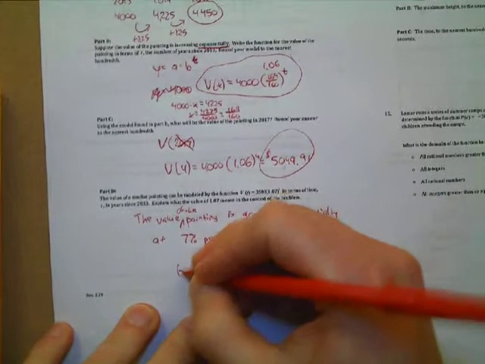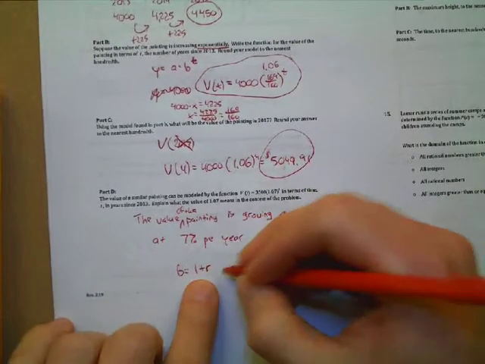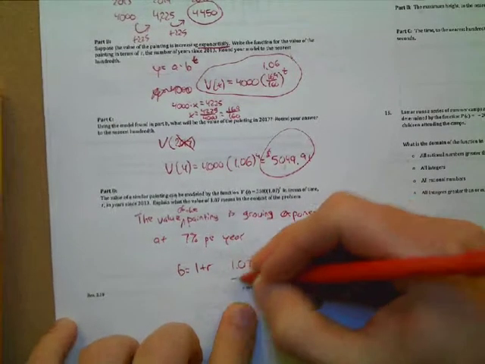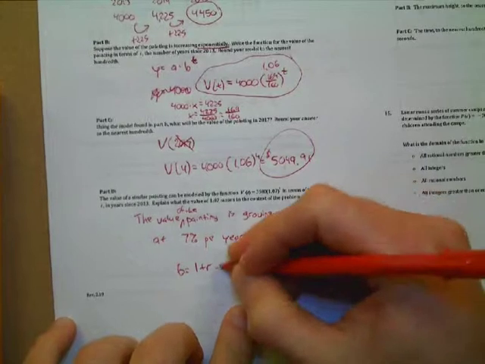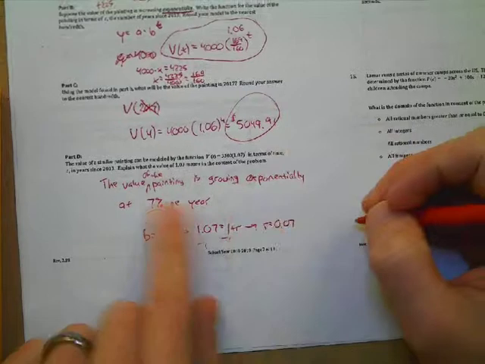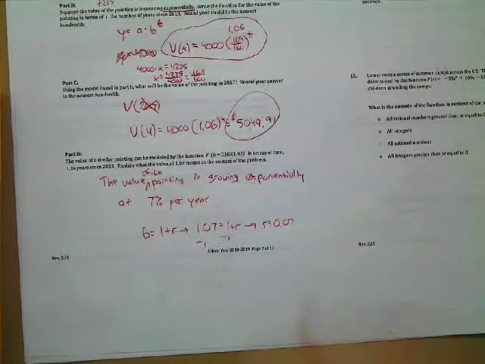Remember B is 1 plus R in this case, so 1.07 is equal to 1 plus R, and so subtract 1 from both sides, and you get R is 0.07. That's our percent. 7% per year.